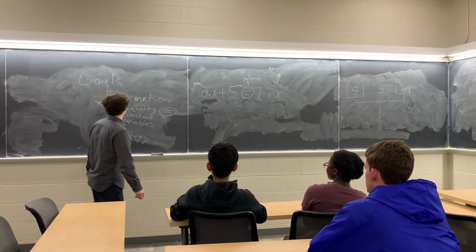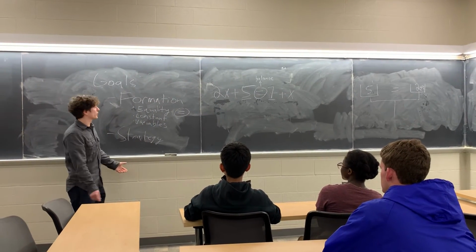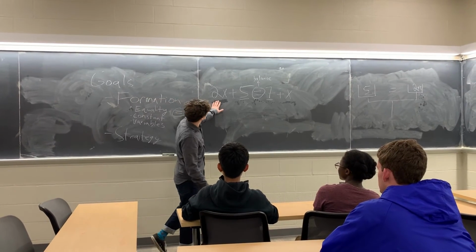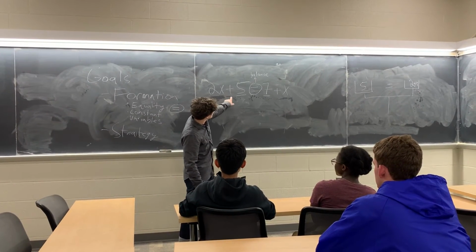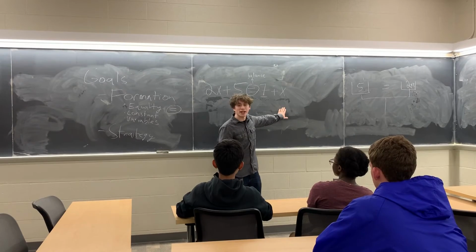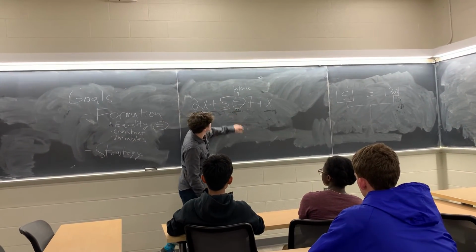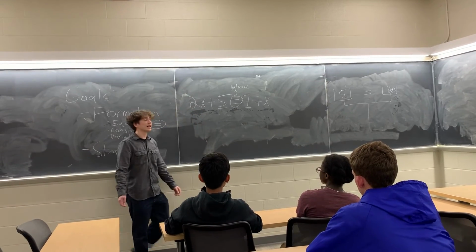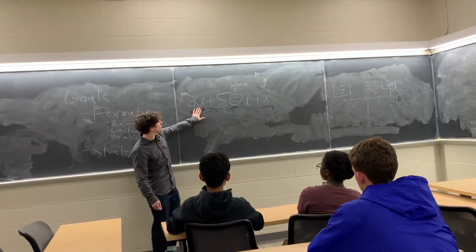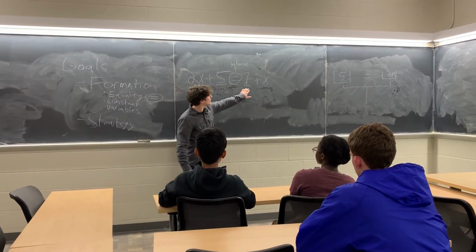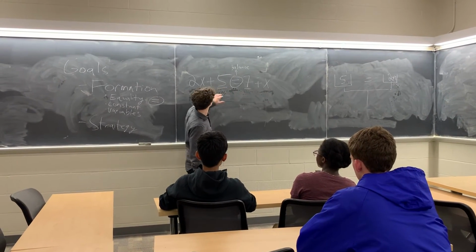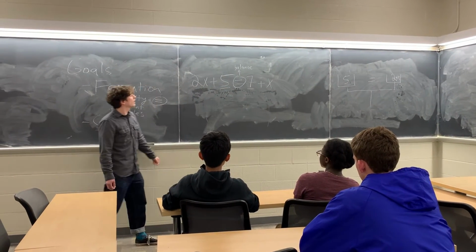Very good. The last thing we need to know is about terms. Terms are separated with addition, equality, or subtraction. Here we don't have any subtraction, but we have addition and equality. Can we identify the terms in this equation? We've got 2x, we've got 5, we've got 7, and we've got x. So we have 4 different terms in the equation.